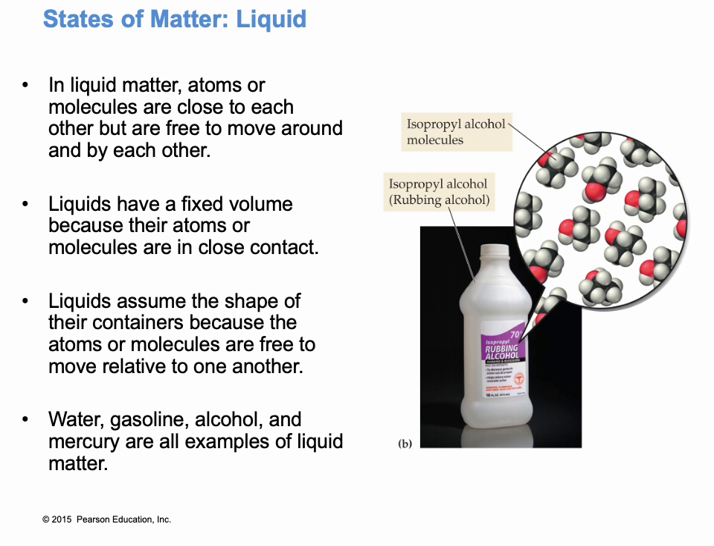So liquids have a fixed volume because their atoms or molecules are in close contact. Even though there is a little bit of space in between liquids, there's not very much. So they're still pretty squished together, just like solids. Liquids are much more like solids than they are like gases. Liquids assume the shape of their containers because the atoms or molecules are free to move relative to one another. Water, gasoline, alcohol, and mercury are all examples of liquid matter.